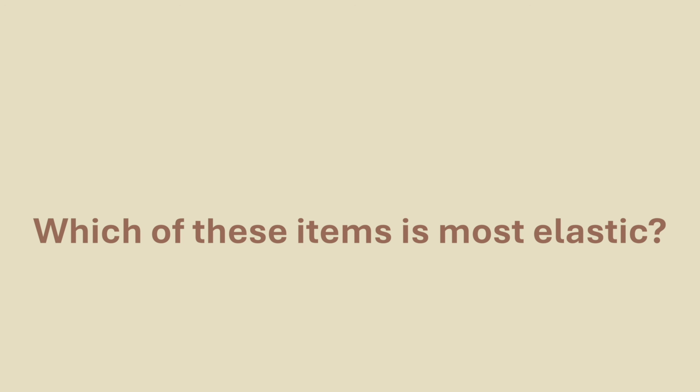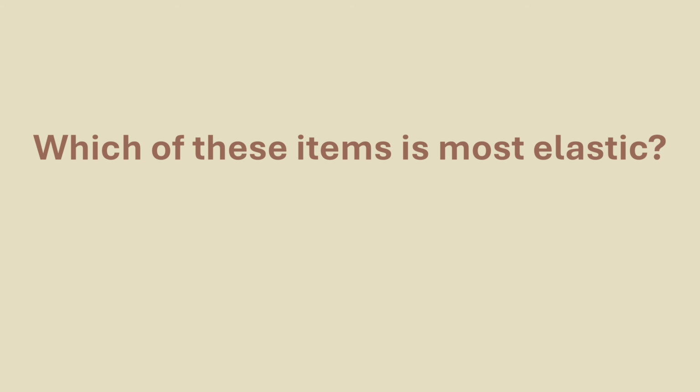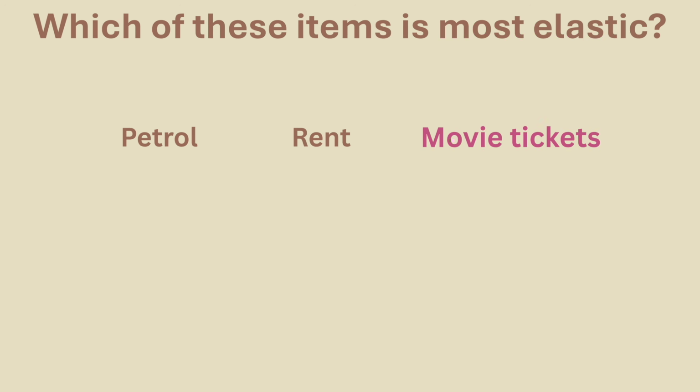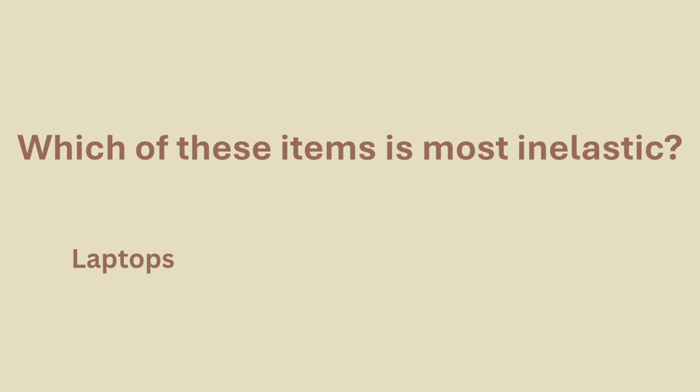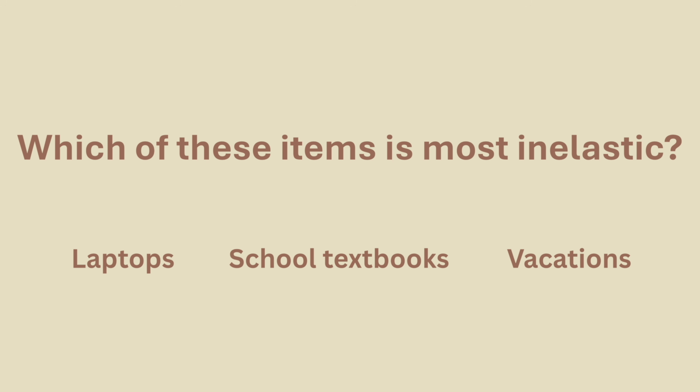Let's put this new understanding into practice. Which of these items do you think is most elastic? Petrol, rent, or movie tickets? The answer is movie tickets. When the price increases for movie tickets, people would just choose to go to the movies less. Which of these items do you think is most inelastic? Laptops, school textbooks, or vacations? The answer is school textbooks. When the price increases for a textbook, you kind of have no other option but to buy it still.